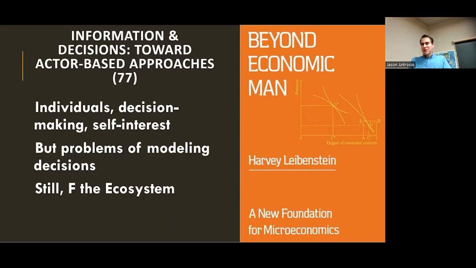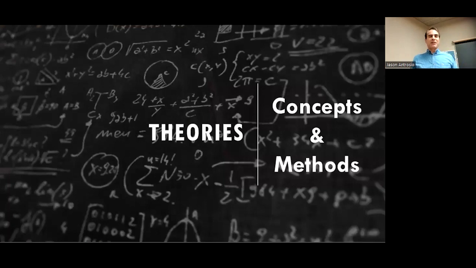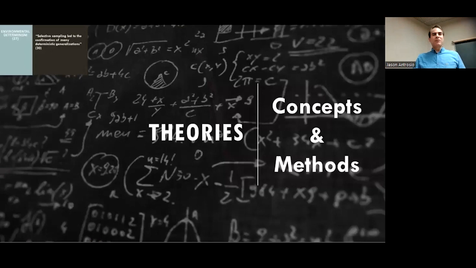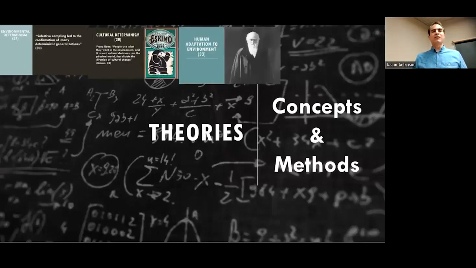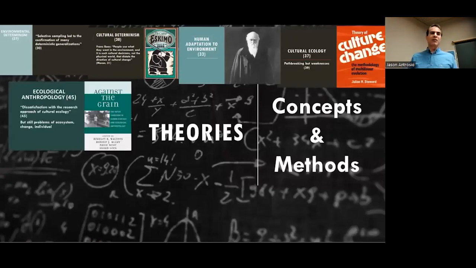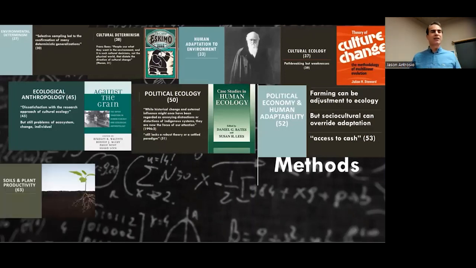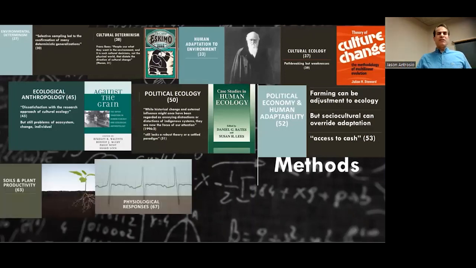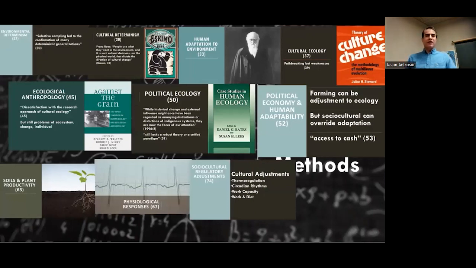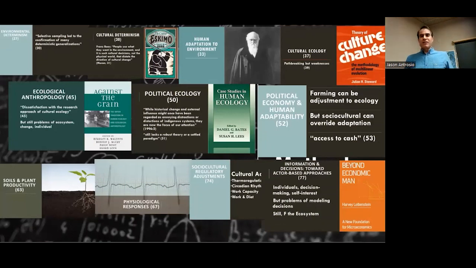Now, you may be wondering, let's go back to the beginning. So we started off here with this chalkboard full of algebra. Wow, that was complicated. And then we looked at environmental determinism, cultural determinism, Darwin, cultural ecology, but then they got dissatisfied with that and then did political ecology, political economy, did some soils, physiological responses, oh, I forgot that other thing, cultural adjustments, and finally got to this.